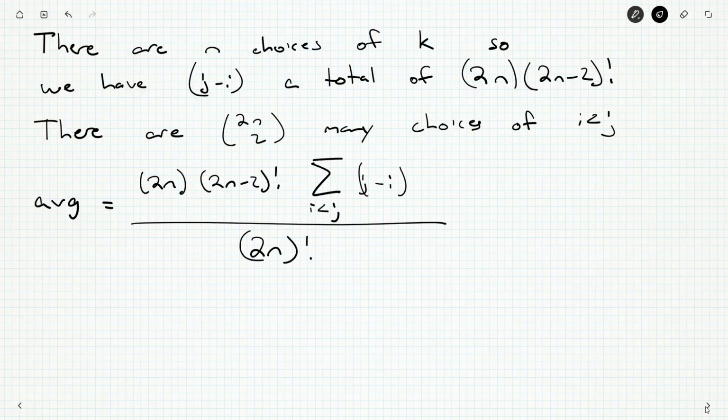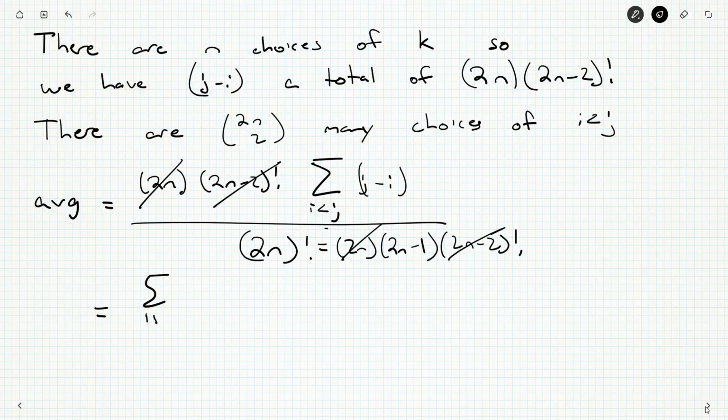Now I wonder, are we double counting? No, because we considered each term separately, so we should be fine there. Now this bottom part here can be expanded as 2n times (2n minus 1) times (2n minus 2) factorial. So cancel, cancel, cancel, cancel. So currently our average stands at the sum over all i less than j's, j minus i, over 2n minus 1. So, okay, that's not bad.